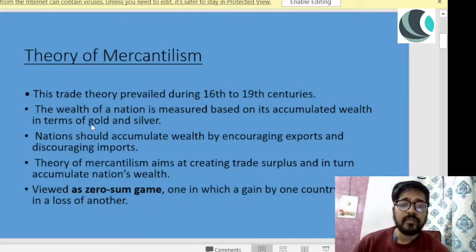Most important thing, that a nation should accumulate wealth by encouraging exports and discouraging imports. First, and second, viewed as zero sum game. Both of these things are very important in this theory, and you should remember them now because I think I have made myself very clear on this. This is the theory of mercantilism.